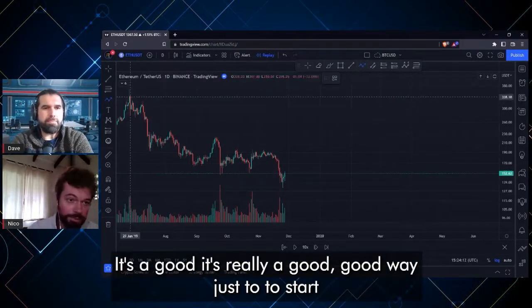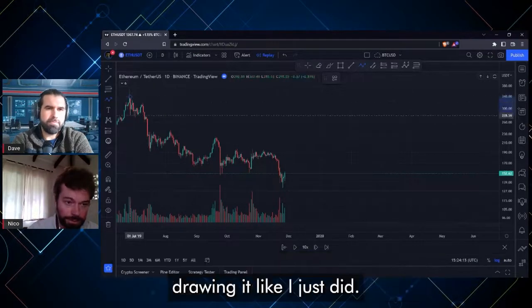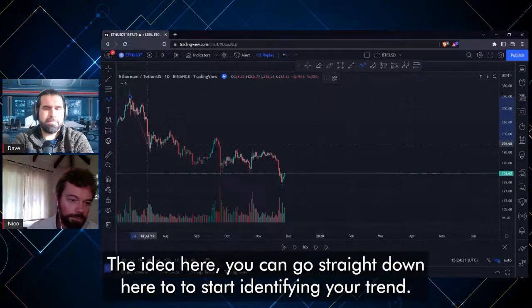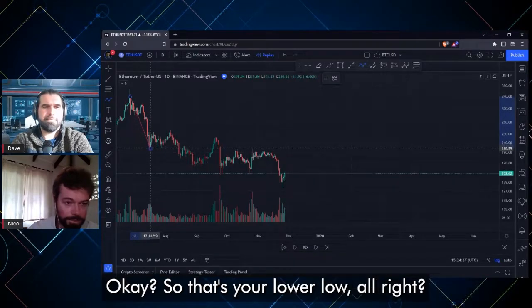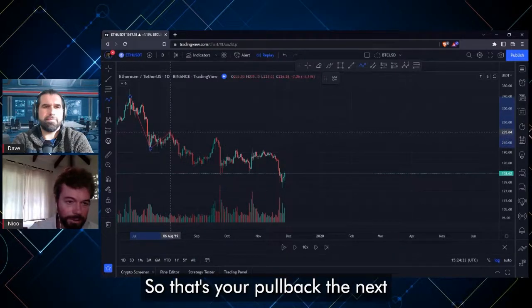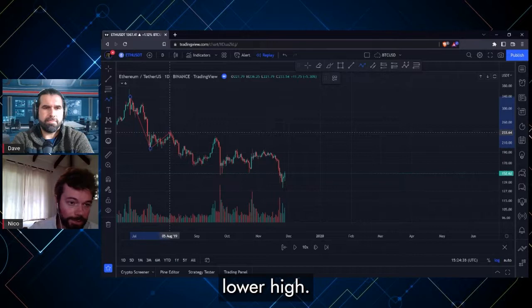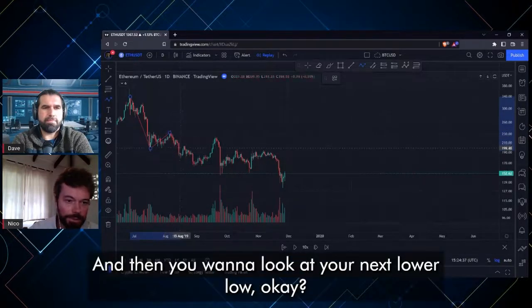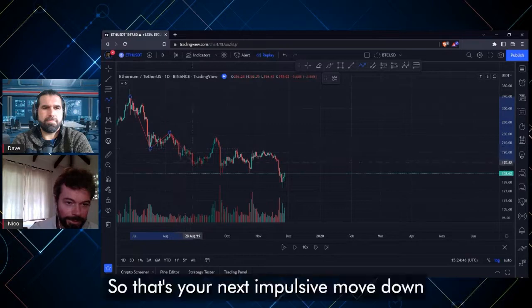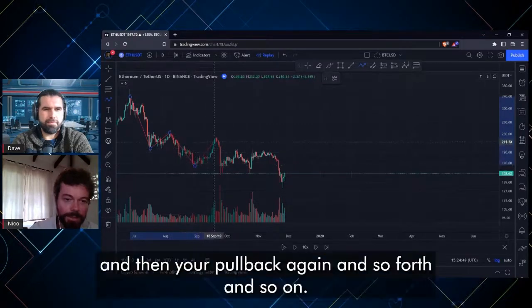It's really a good way to start, drawing it like I just did. So you start here. The idea is you go straight down to identify your trend. So that's your lower low. And then it pulls back. That's your pullback, the next lower high. Then you look at your next lower low, because you're going to break under the previous low. That's your next impulsive move down, and then your pullback, and so forth and so on.